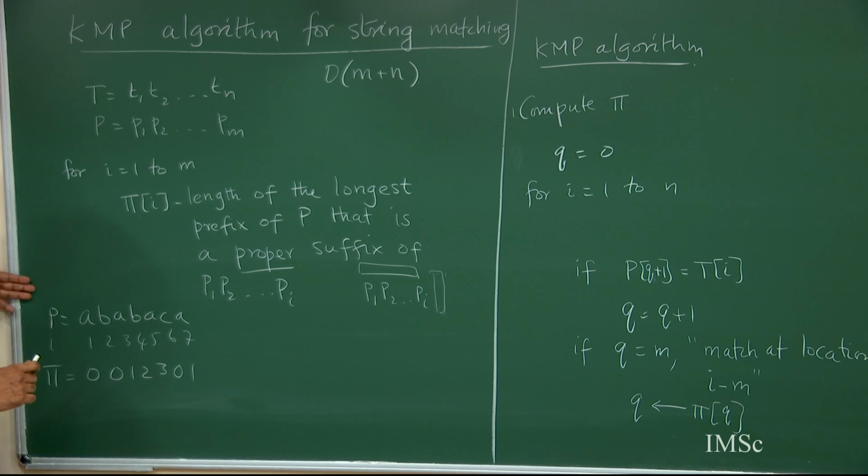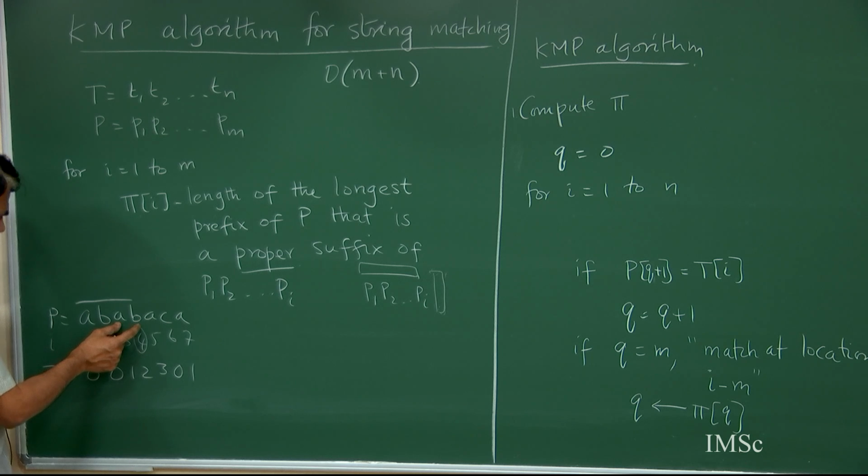So, we did this example, we computed pi. For example, if you look at position 4, if this is my prefix of the pattern, then the length of the longest proper suffix, which also happens to be a prefix of this P1 to Pi, is 2, because AB is the longest proper suffix of this prefix which is also a prefix of the pattern.